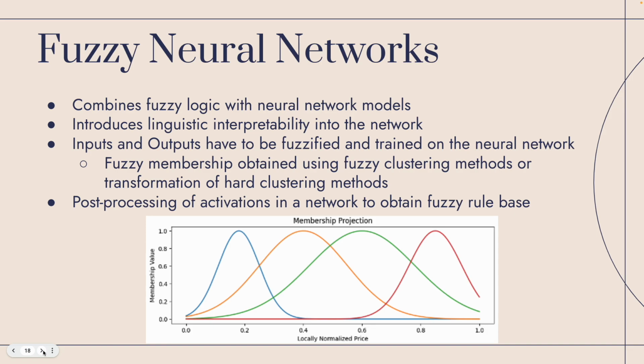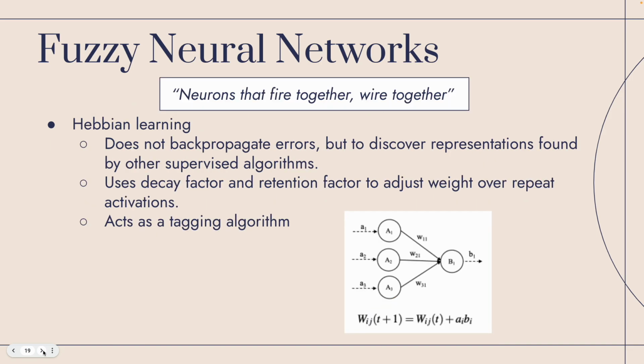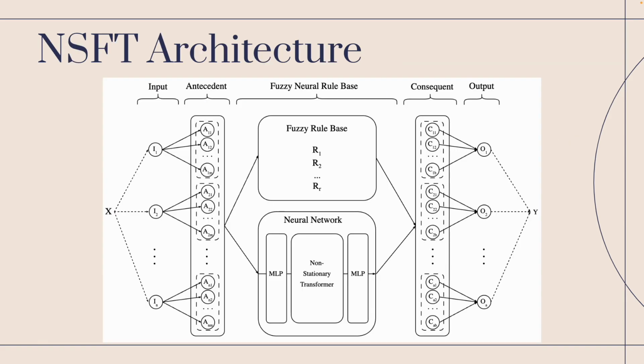As the next step, we build a parallel fuzzy network for the creation of a fuzzy rule-base. By fuzzifying the inputs and outputs and training them on the neural network model, we aim to integrate the fuzzy network with the non-stationary transformer to create a neural fuzzy network. During post-processing, the fuzzy mechanism serves as a tagging mechanism to generate the rule base in the fuzzy system. They do not backpropagate errors, unlike neural networks, but instead use a decay factor and a retention factor to calculate the weight of the activations over repeated activations.